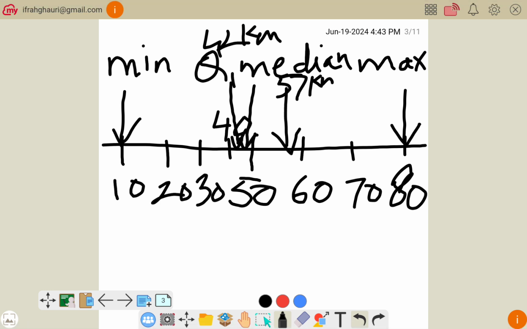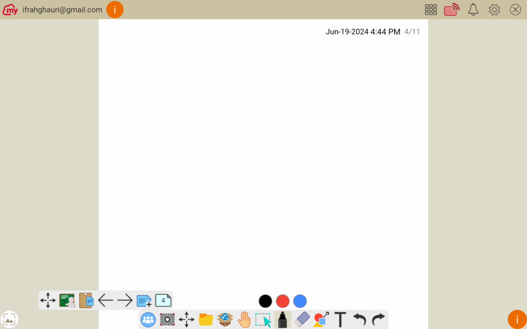As shown in the figure, a rectangular box is drawn above the number line with the left side showing the lower quartile and the right side showing the upper quartile. A vertical line is then drawn inside the box to indicate the median. The rectangular box represents the box of a box and whisker plot.